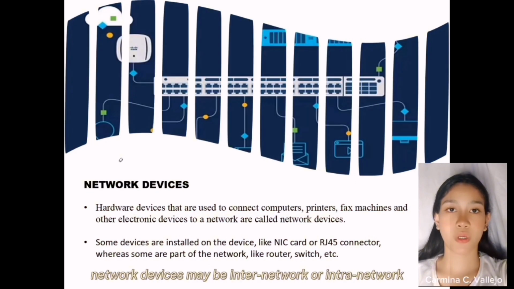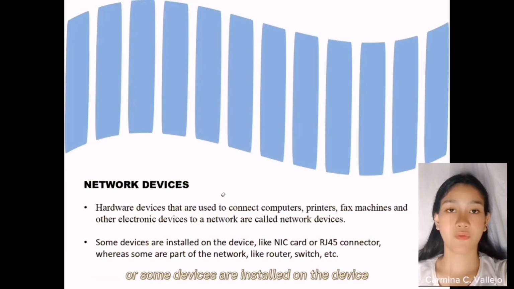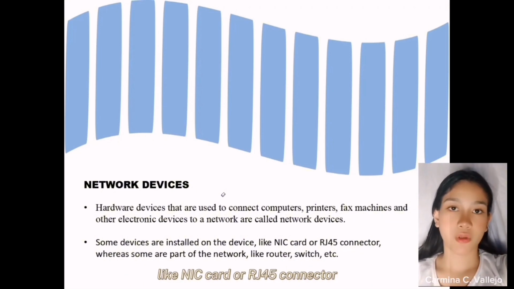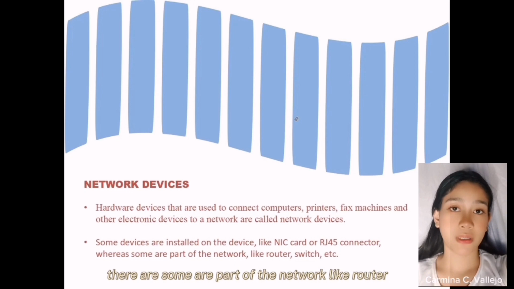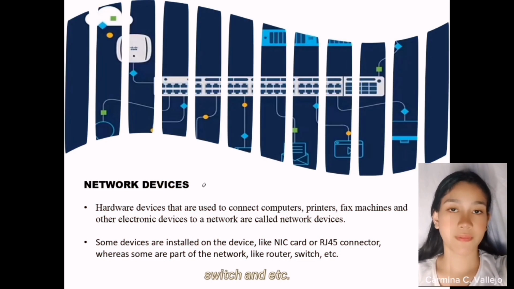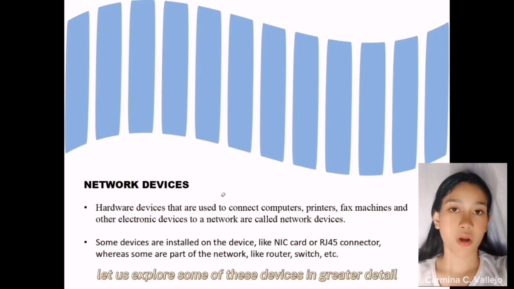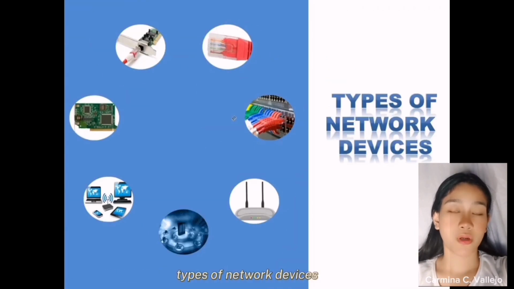Network devices may be inter-network or intra-network. Some devices are installed on the device, like the NIC card or RJ45 connector, whereas some are part of the network, like the router, switch, etc. Let us explore some of these devices in greater detail. Types of network devices. First is the modem.